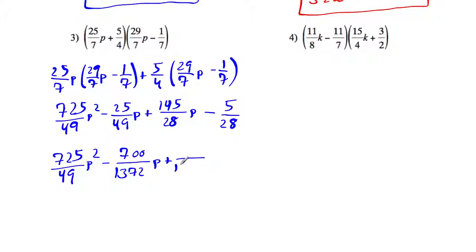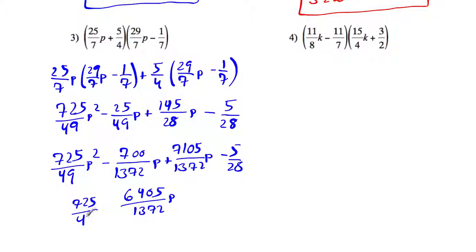And I'm going to add this to the same denominator. So that 28 times 49. Here I'm multiplying this fraction by 49 over 49. So 49 times that 145 is a big number, 7,105. That's 5 over 28. And here we're just going to combine these two. So we have a negative 700 plus a 7105. And that's just going to give us 6405 over 1372p.